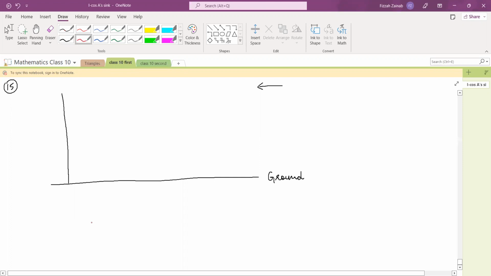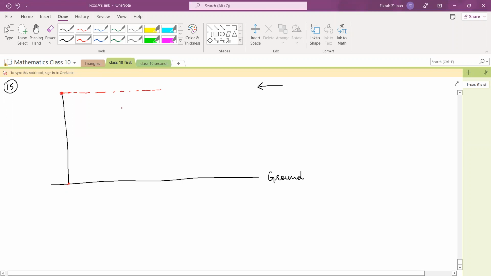I don't know. Okay, this is the foot of the tower. A man standing at the top of the tower. So a man who is standing here, right? Where is the horizontal level? It is this. Understood? This is the horizontal level.